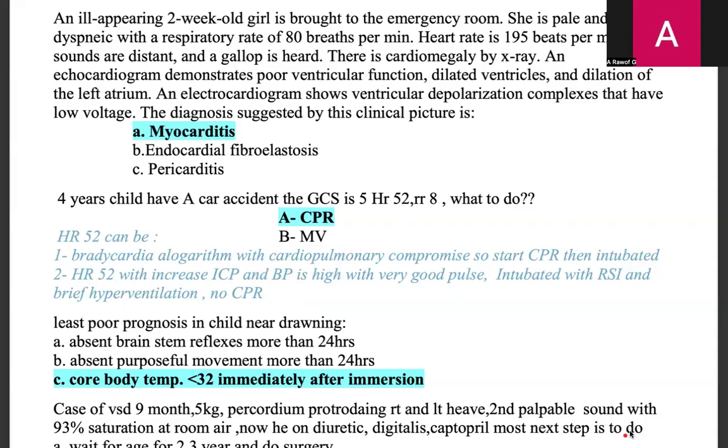Least prognosis in a child with near drowning. The poor prognostic factors in near drowning are absent brainstem reflexes for more than 24 hours, absent purposeful movement for more than 24 hours, and core body temperature less than 32 immediately after immersion.